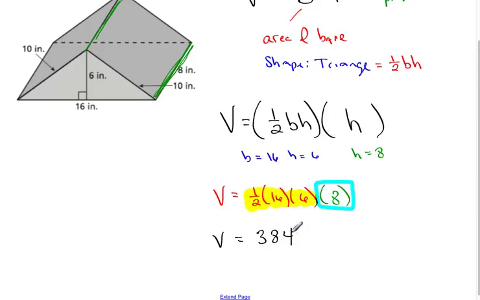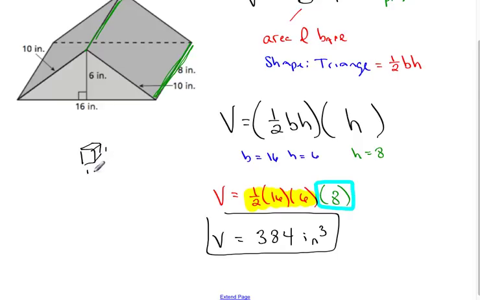384. We're talking about volume, so what is my units? Inches cubed. So that means I can stack up, if this was a 1-inch cube, 1 inch by 1 inch by 1 inch, that means 384 of these would actually fit inside that rectangular prism.